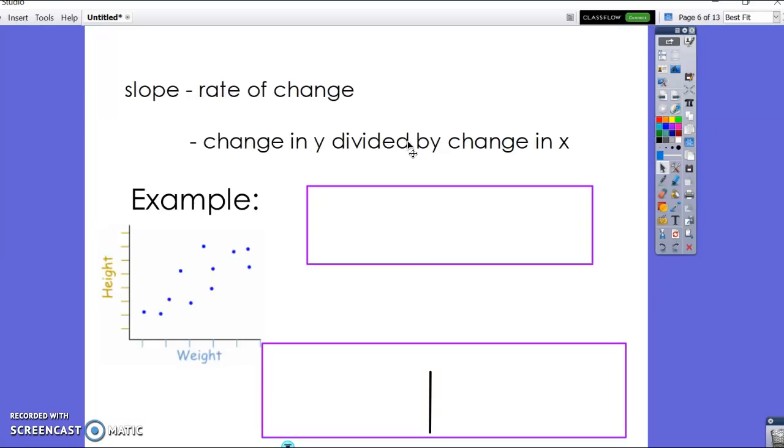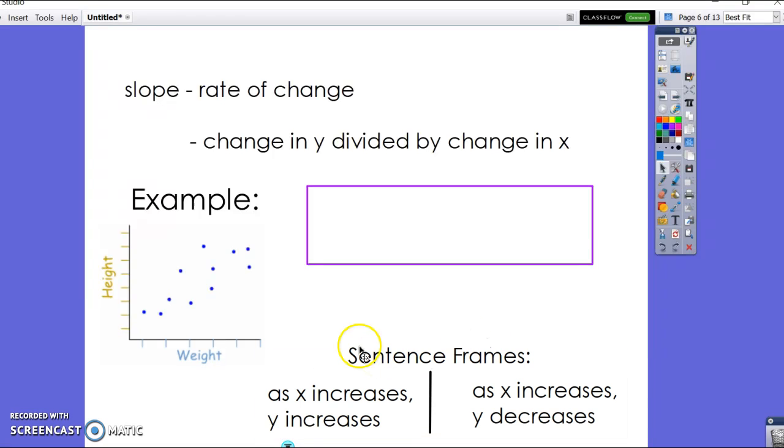We also want to be able to talk about the slope. So remember, that's the rate of change. It's the change in y divided by the change in x. This, remember, means our rise over run. So when we're talking about the slope, we're going to talk about it in a sentence. We're basically going to use these sentence frames to describe, well, as x is increasing, y is increasing, or as x is increasing, y is decreasing.